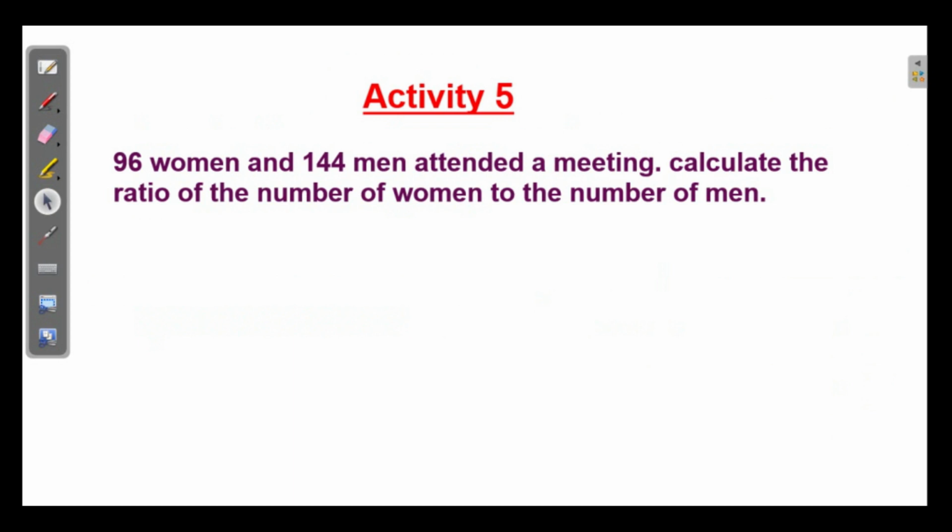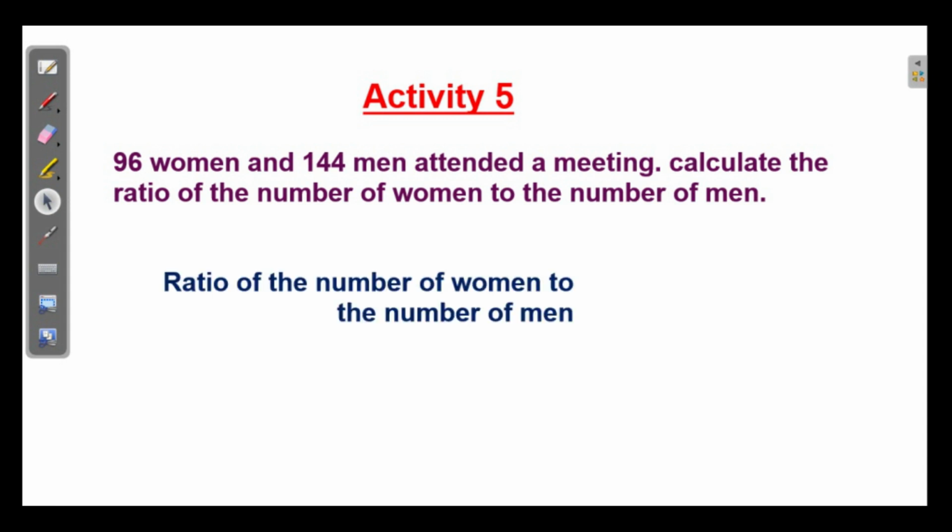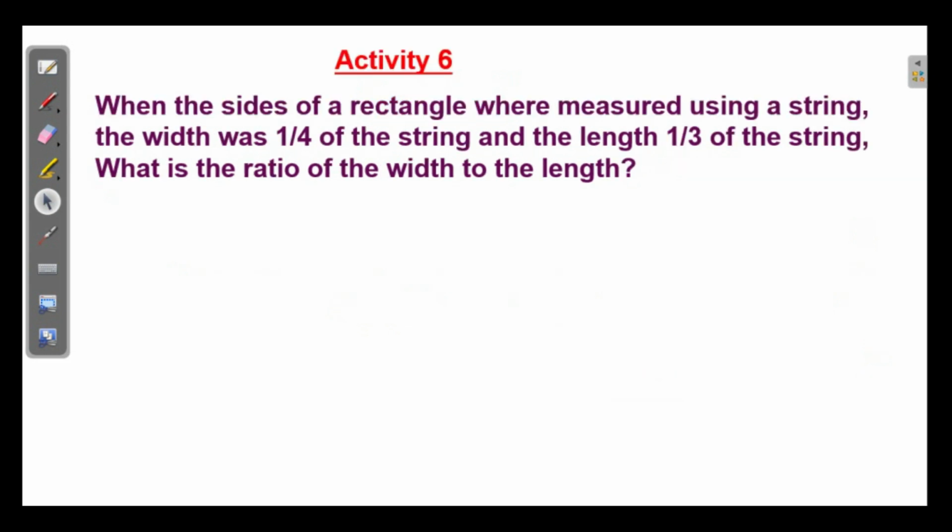96 women and 144 men attended a meeting. Calculate the ratio of the number of women to the number of men. 96 is to 144. Making into the lowest terms, we will get it as 2 by 3 or 2 is to 3.